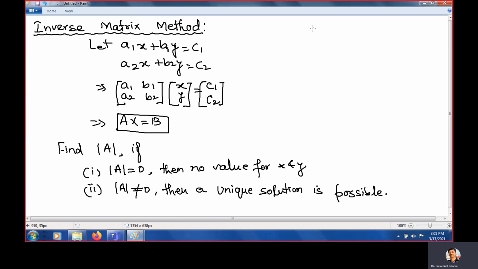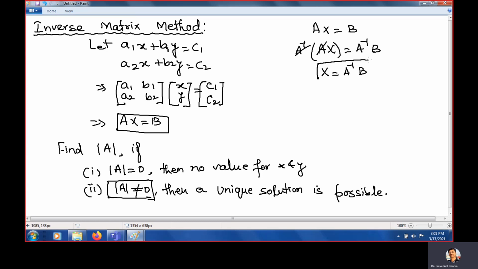And how to find it? It is Ax equals B. We multiply both sides by A inverse because the determinant is not equal to 0. That means A inverse is possible. A inverse A X is equal to A inverse B. And A into A inverse will be identity, so there is no impact. So it will be X equals A inverse B.